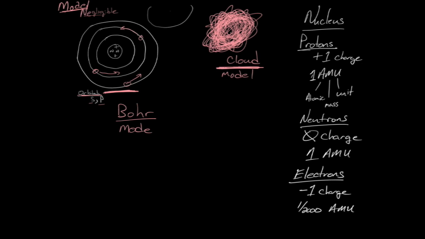So before I move on, let's review. Protons have a positive charge, 1 AMU. Atomic mass unit is what AMU stands for. Neutrons have 0 charge, 1 AMU. Electrons have a -1 charge, 1/2000th of an AMU. Because it's 1/2000th of an AMU, we say it's negligible, right? We say, hey, we can ignore this. It's so small that we can ignore it, okay?